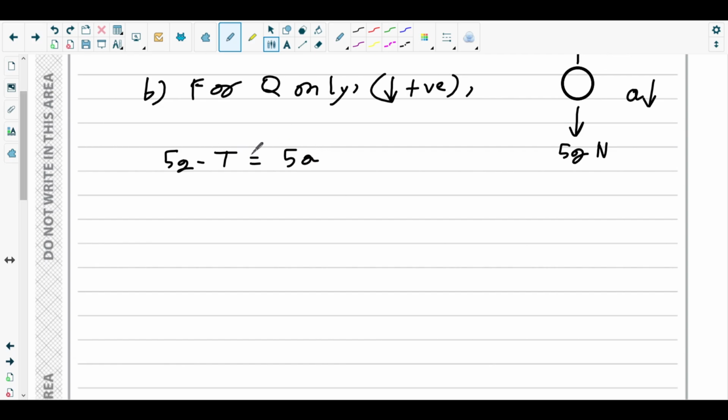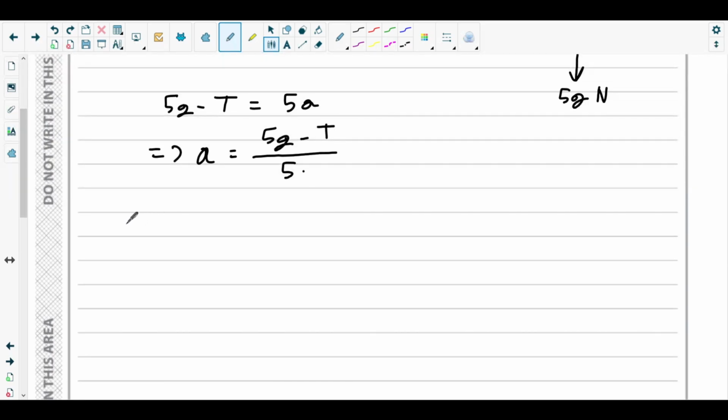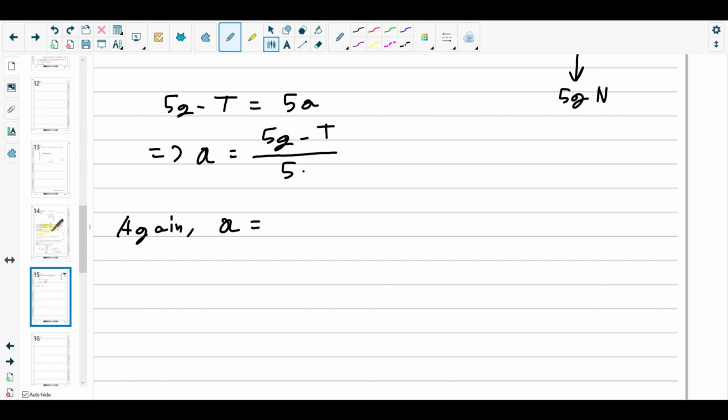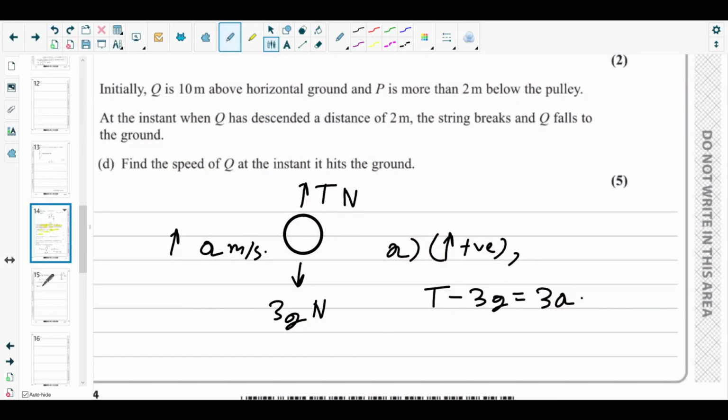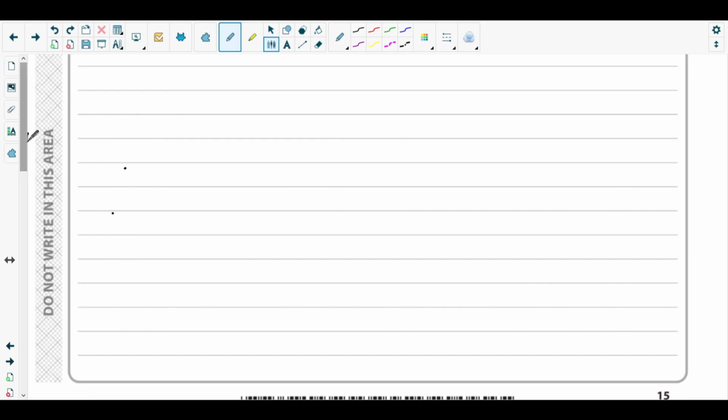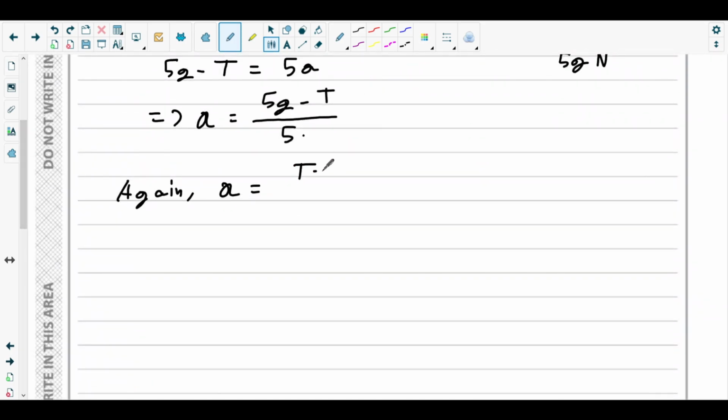Okay, so from this equation, we can make a the subject because we need to find out T. So we need to eliminate a. So let's make a the subject. You'll get (5g minus T) over 5. And previously, in part A, we got an equation for particle P. So from there also make a the subject. If you make a the subject, what you will get? (T minus 3g) over 3.